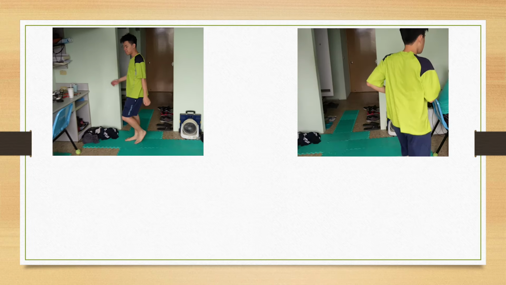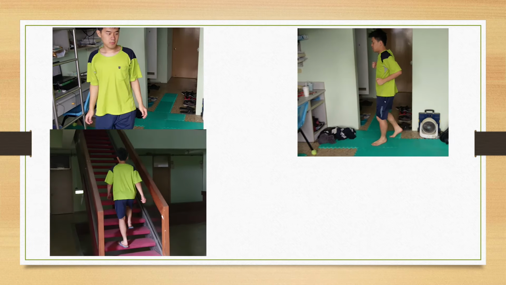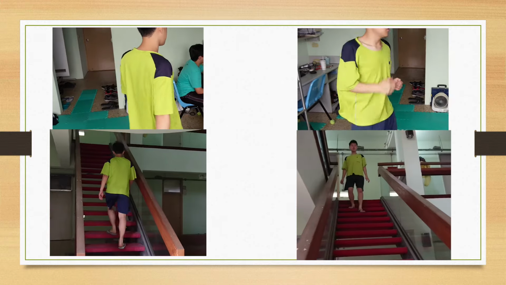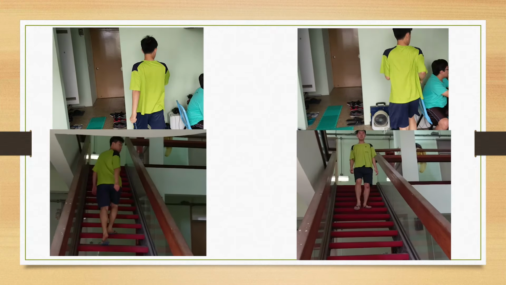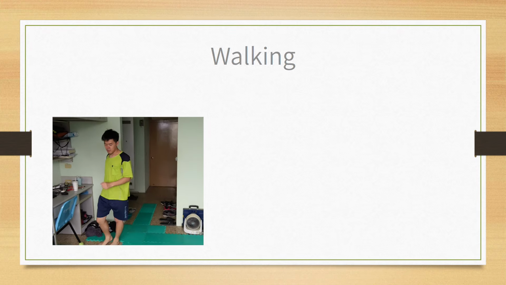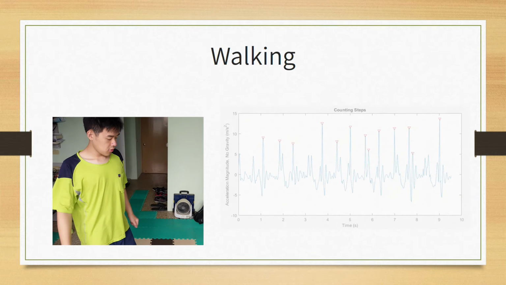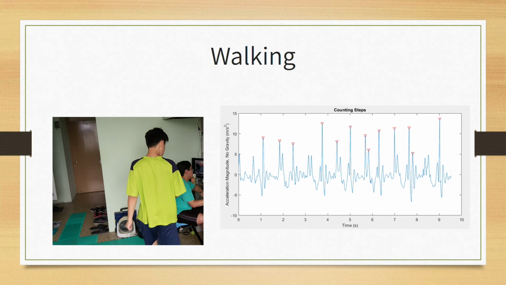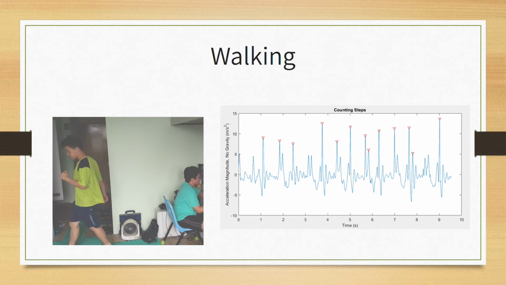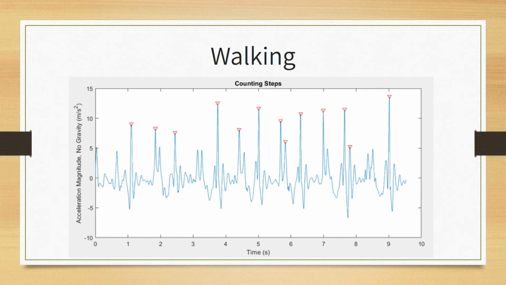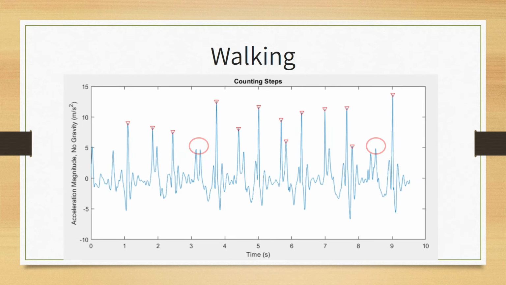The following are 4 different situations using the step counter, which are walking, running, going upstairs, and going downstairs. Let's start with the simplest case, slow walking. Now you can see on the right side is the acceleration magnitude of walking during 10 seconds. But there are some peaks which should be counted as steps that didn't get detected.